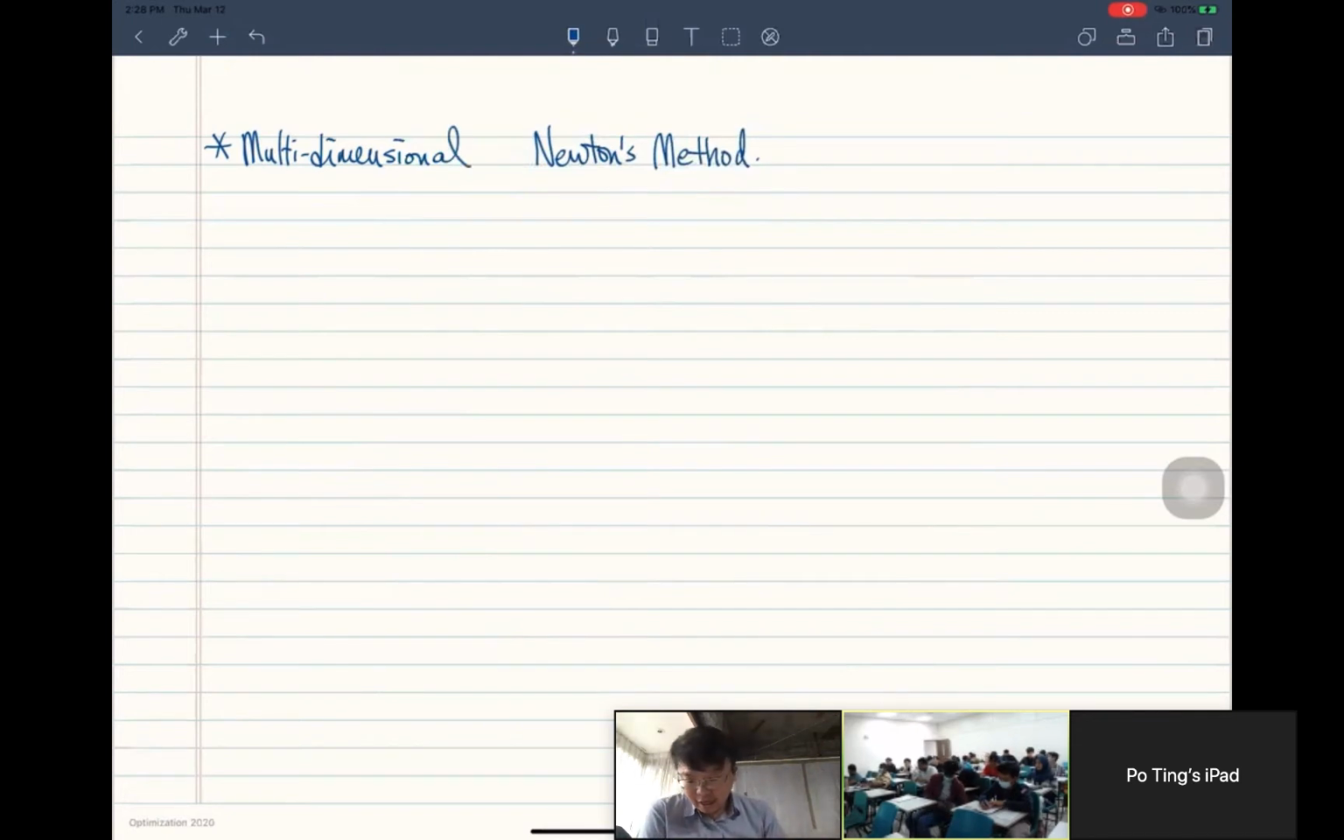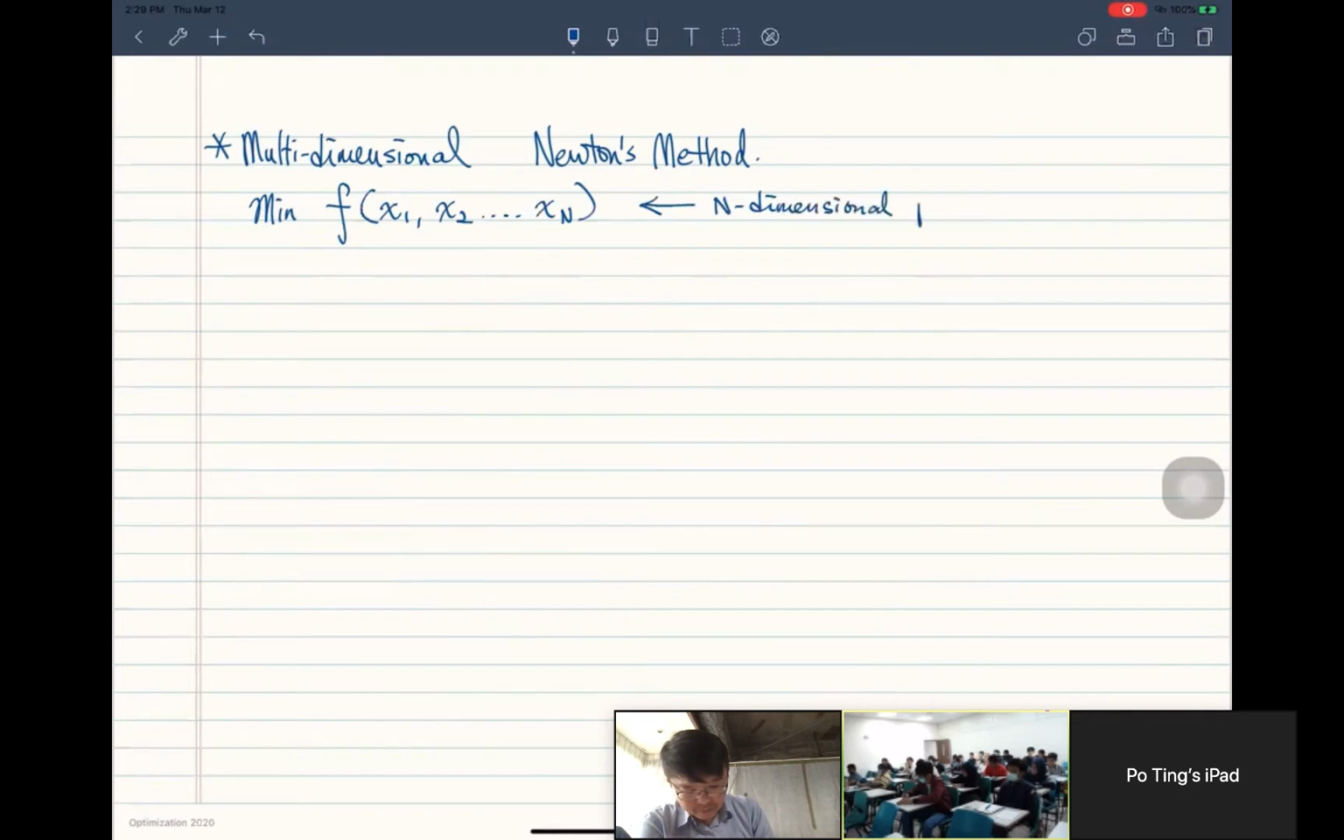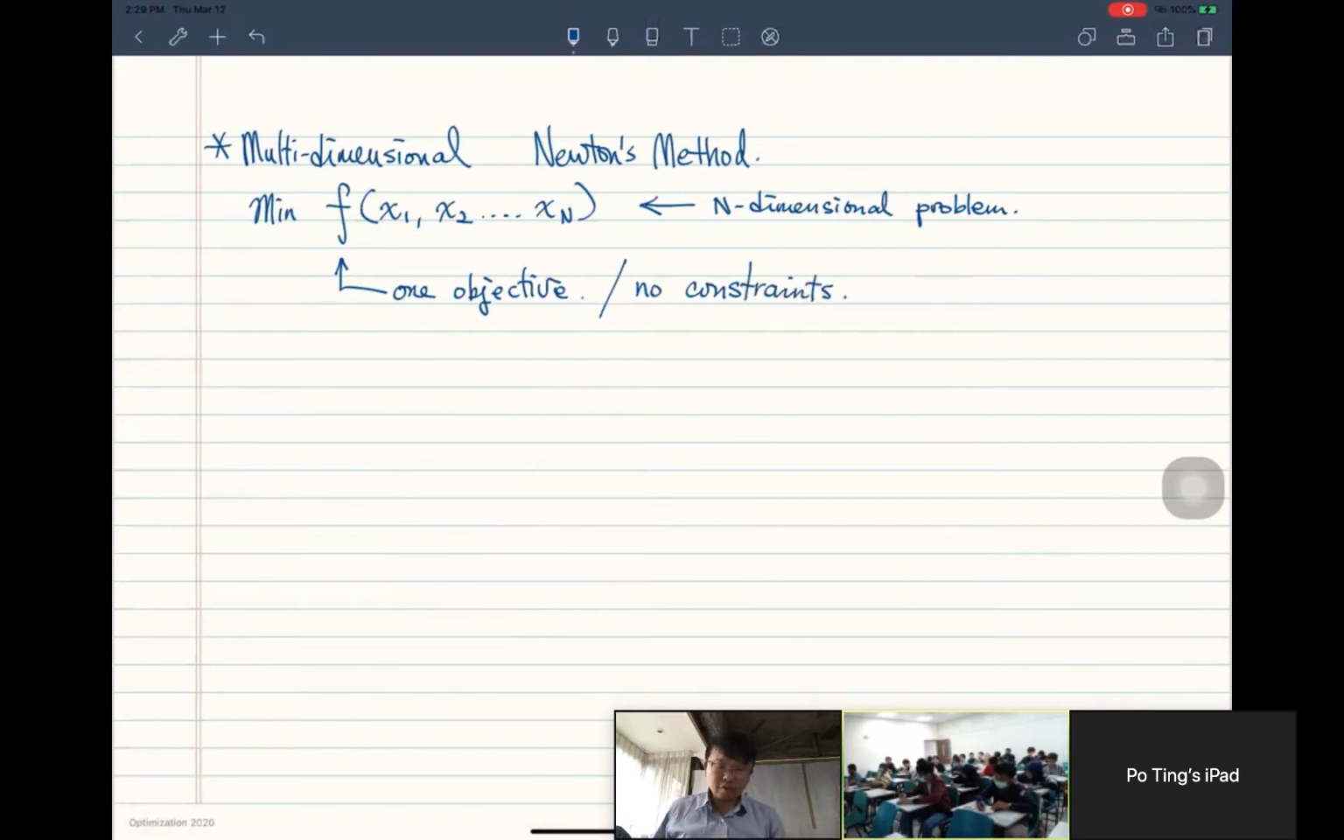Okay, any number. For example, I have a problem. I want to minimize f, but I have a lot of variables. I have x1, x2, and so on, up to xn. I have n variables. So this is an n-dimensional problem. But we only handle one objective at this point. And of course, Newton's method cannot handle constraints, so no constraints.